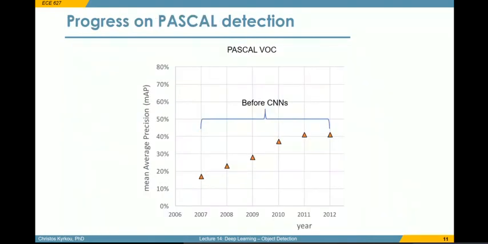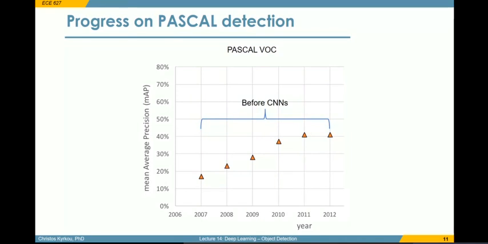So looking at the mean average precision of systems and algorithms that were developed prior to convolutional neural networks in deep learning, we can see that they topped out at around 40% mean average precision, and then possibly also started to saturate. And we will see, with the introduction of convolutional neural networks, how this affects the resulting performance.